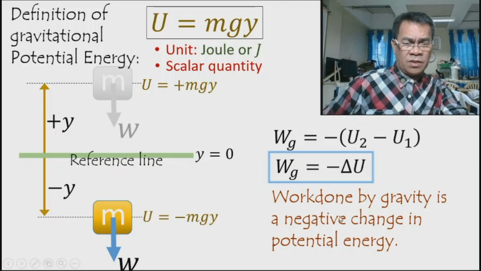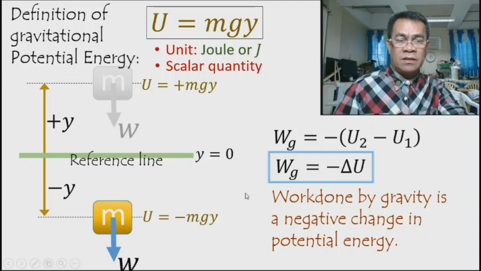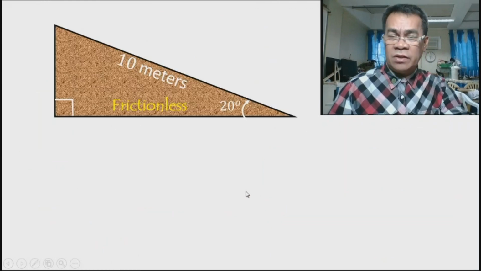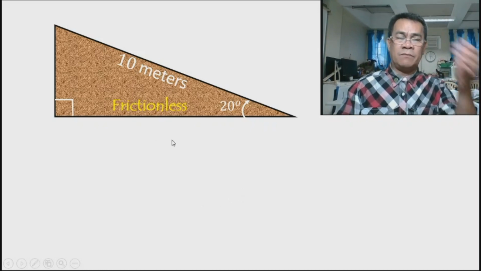Now take note that we have another potential energy. We have the elastic. Okay, we have the electric potential energy. So the question is, is this formula applicable to all potential energies? Answer is yes. Okay, but take note, we derived this using the gravitational force. That's why we call this work done by gravity. So for now, if you are asked how much work done by gravity, say it is a negative change in potential energy.